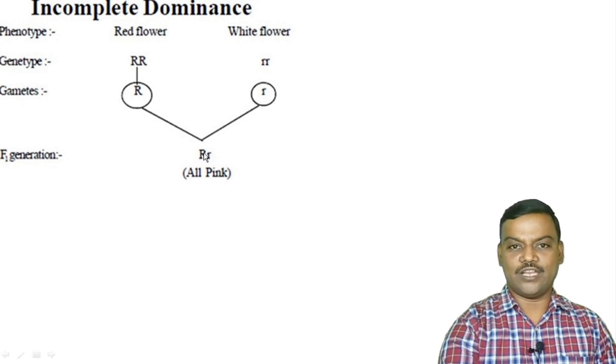And here the F1 hybrid, because of heterozygous condition like Rr, gets pink color flower. So in the F1 generation, the F1 hybrid is not showing any one of the parental characters, but it can express a new character. That's why it is an example for incomplete dominance.